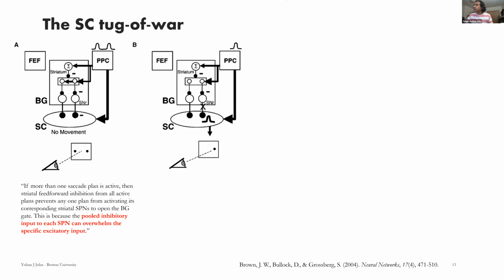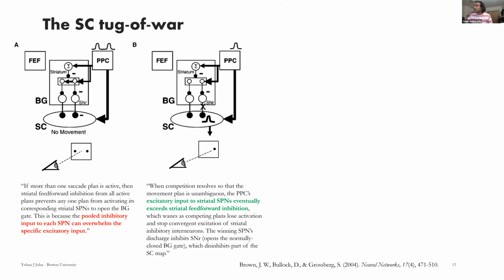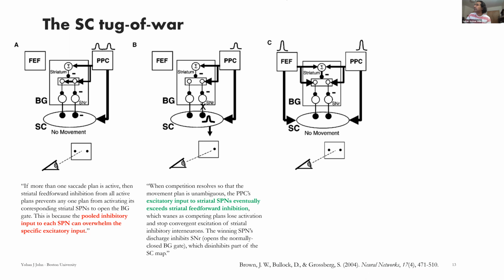And then, when competition resolves so that the movement plan is unambiguous, meaning that they're converging on the same direct pathway, excitatory input to striatal SPNs eventually exceeds striatal feed-forward inhibition. So it crosses the threshold that has been constructed on the fly. And that can produce a movement.